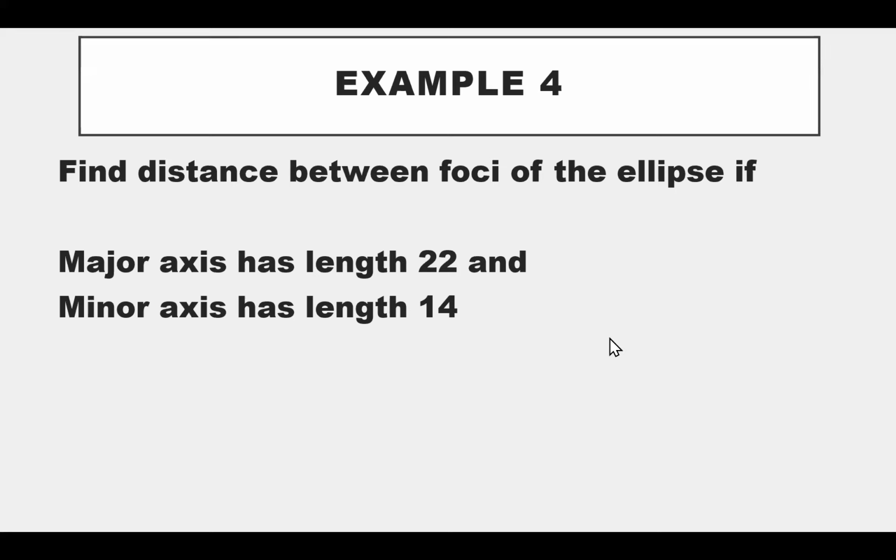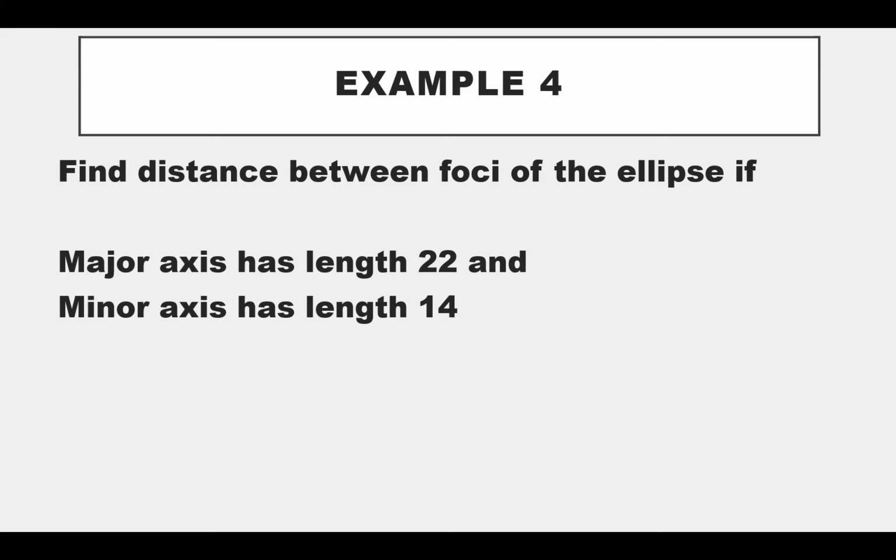All right, so we've done a couple of examples where I was given an equation and I found the features of an ellipse, and then I was given the graph and I found features of the ellipse. I've done the graph one twice. Now let's look at another type of problem. Let's find the distance between the foci of an ellipse if the major axis has length 22 and the minor axis has length 14.